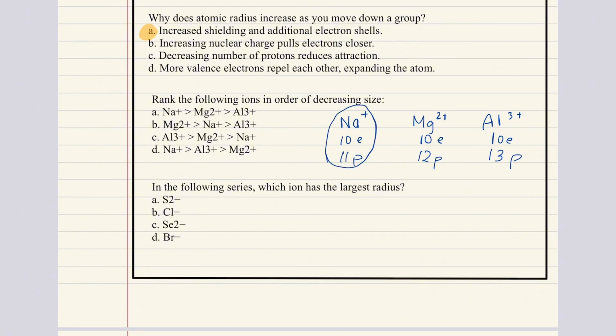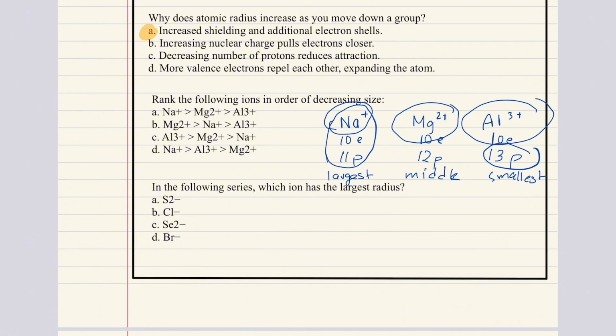Since sodium has the fewest protons, it has the weakest pull on electrons, and it's going to be the largest. This is followed by magnesium, which has a slightly stronger pull on electrons and is therefore smaller than sodium plus. And finally, aluminum 3 plus has the most protons, meaning it pulls electrons in more tightly, and it's going to be the smallest. So the correct ranking from largest to smallest is sodium +1, followed by magnesium 2+, followed by aluminum 3+. That means the correct answer here is A.